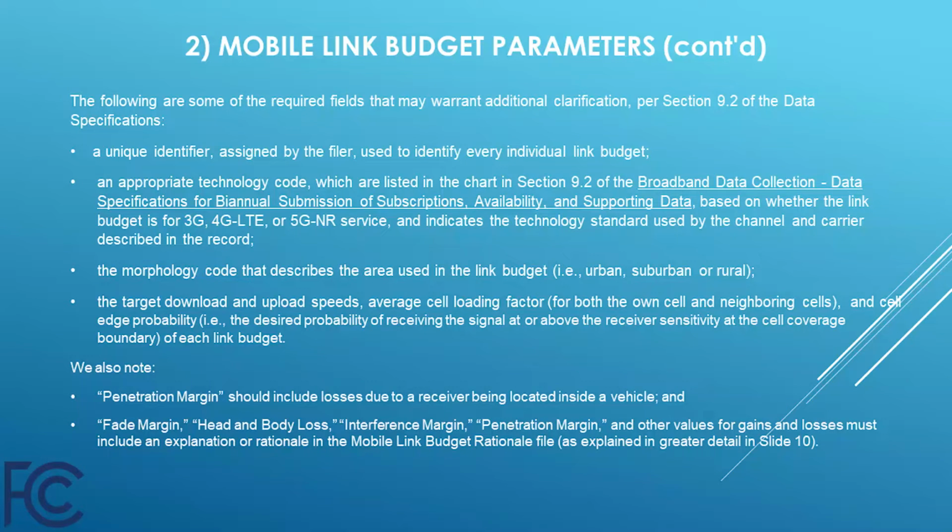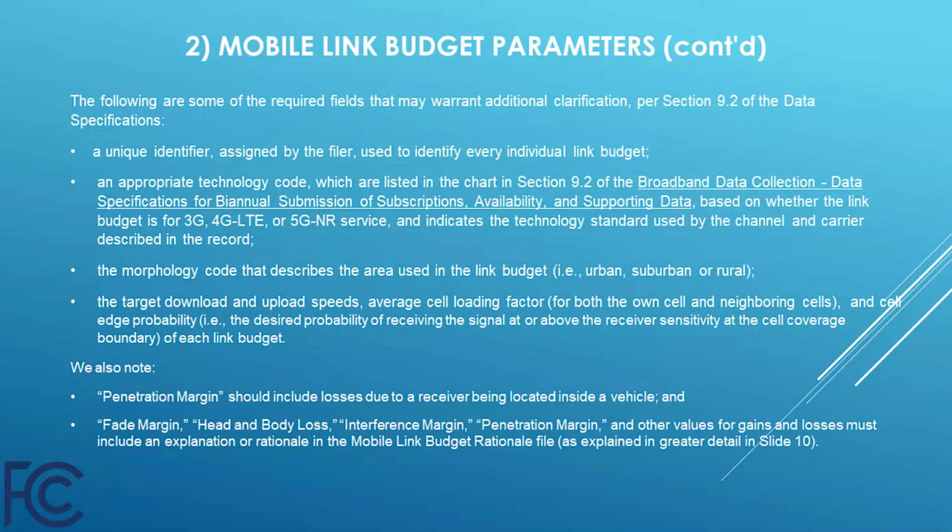While the previous slide noted that the file containing link budget parameters and values must include all of the fields listed in section 9.2 of the data specifications, this slide highlights the following required fields that may likely warrant additional clarification. These include a unique identifier assigned by the filer used to identify every individual link budget, an appropriate technology code, which are listed in the chart in section 9.2 of the data specifications, based on whether the link budget is for 3G, 4G LTE, or 5G in our service, and indicates the technology standard used by the channel and carrier described in the record.